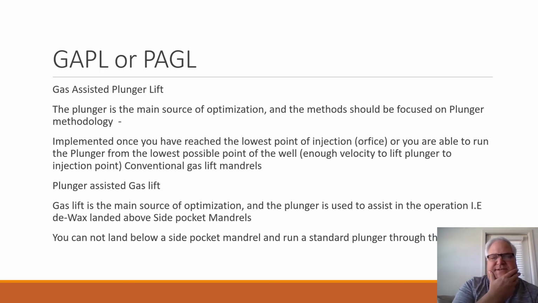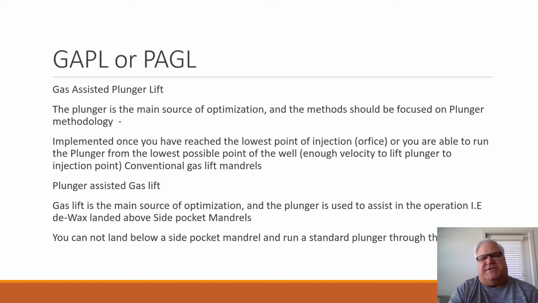So those are a few of the things. And the last thing I'll say, GAPL or PAGL. With gas assisted plunger lift, all the rules that you use for plunger lift still apply, whether it's GAPL or PAGL. The difference is, with gas assisted plunger lift, you operate it like a plunger lift. The gas is there to assist the plunger lift. So the mindset is off times and all that stuff that you would normally run a plunger lift with. That's kind of the main driver for your optimization. You typically are in a GAPL mode once you have reached the lowest point of injection, whether it's orifice or whatever, and you're going to run the plunger from just above that point.